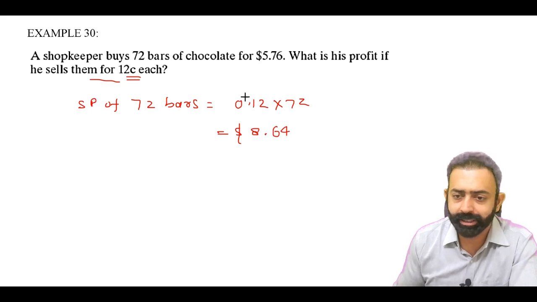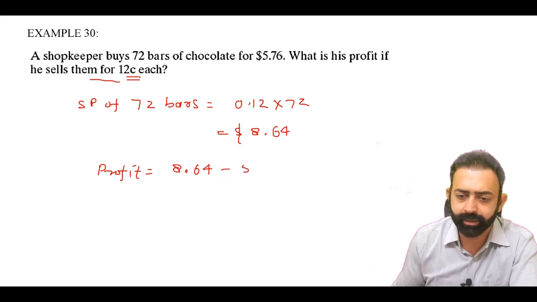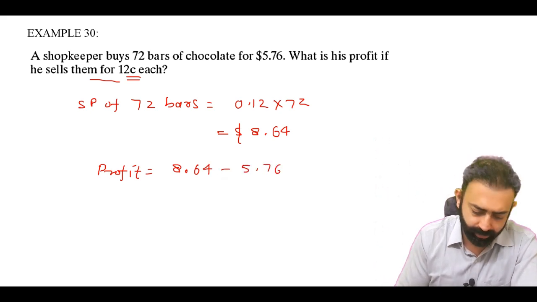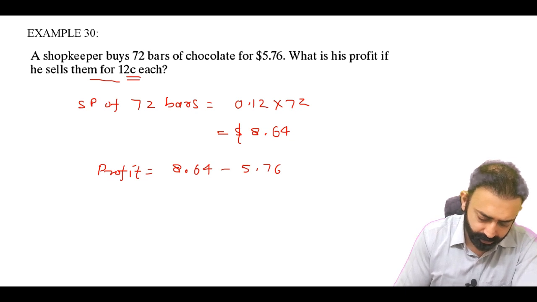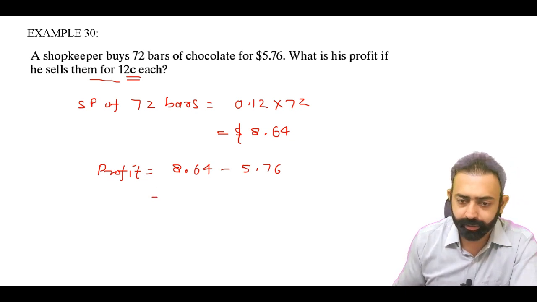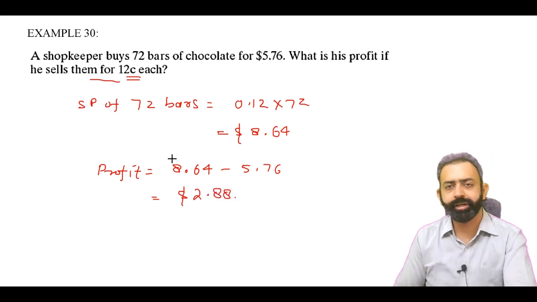This is SP. Obviously it is greater than CP. So again we have a profit, which is 8.64 minus 5.76. This is 2.88. Okay, very easy.